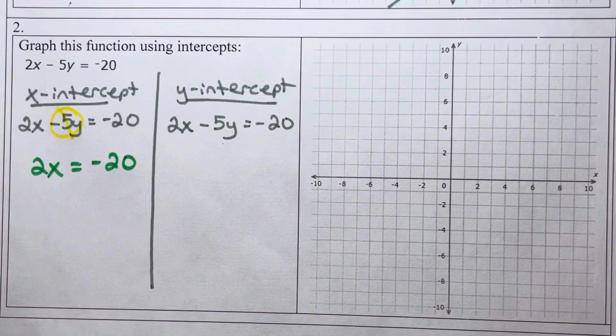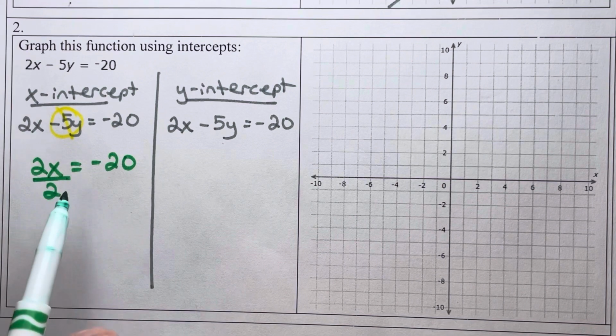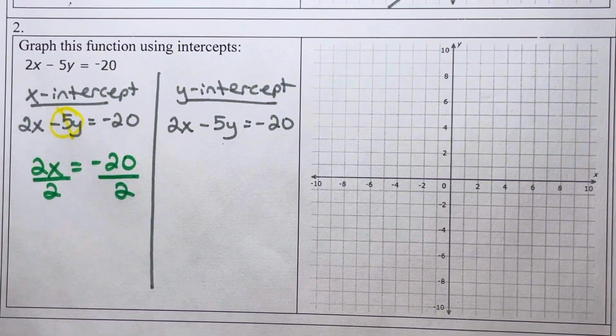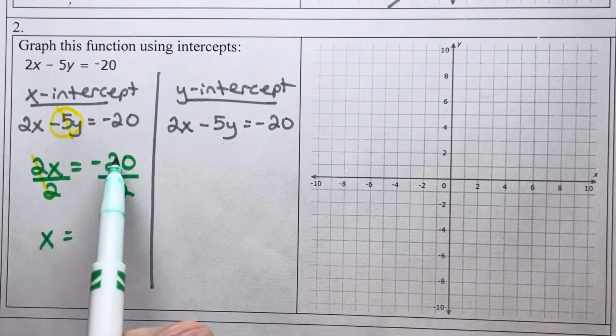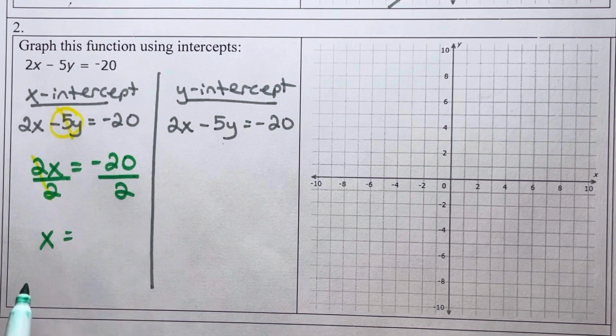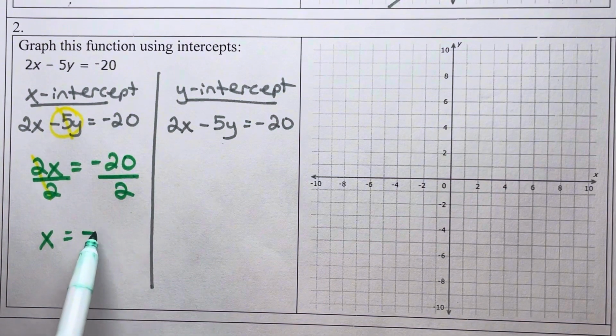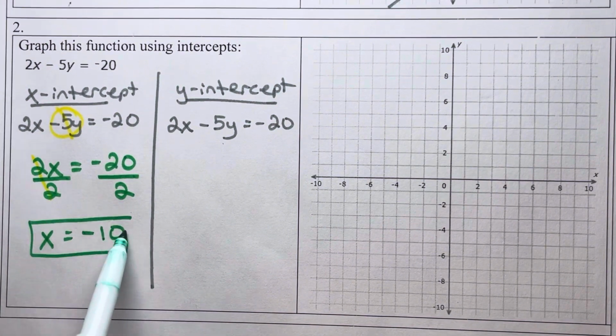Step 3, if necessary, solve by dividing. Okay, well, since I have a coefficient of 2, that means I definitely do need to divide off the 2, thus solving for x, where our x-intercept comes from negative 20 divided by 2, which creates a quotient of negative 10. All right, now we have our x-intercept.